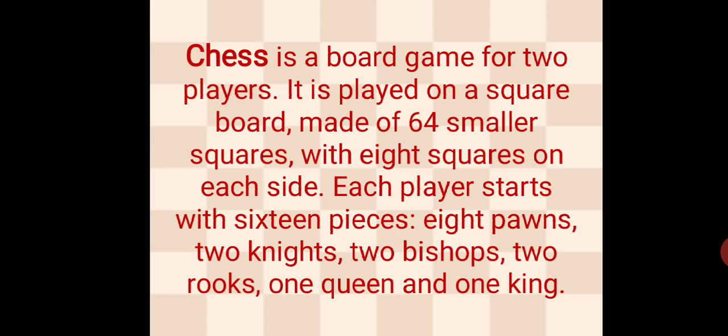Each player starts with 16 pieces: 8 pawns, 2 knights, 2 bishops, 2 rooks, 1 queen and 1 king. Okay? So, each player starts the game with 16 pieces. And these 16 pieces are made up of pawns, knights, bishops, rooks, 1 queen and 1 king.